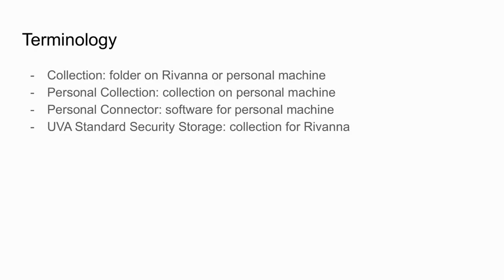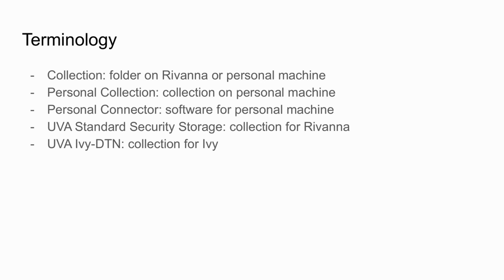UVA Standard Security Storage is the collection for Rivanna storage, as well as Research Standard and Research Project storage. UVA Ivy DTN is the collection for Ivy Central Storage. A shared collection is a collection that you can share with other Globus users.